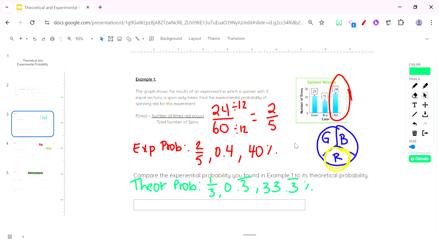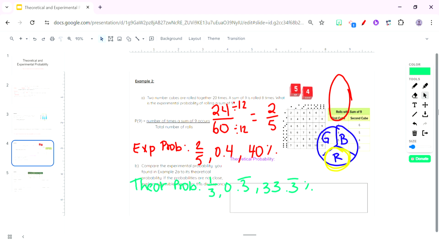So when you compare 40% and 33.3%, well, I mean, they're actually pretty close, right? 40% is close to 33.3%. So I would say that our experiment here is a success. If we were to continue on with the experiment, I do think that we would get closer and closer to our theoretical probability, which is 1/3, or that 33.3 repeating percent.